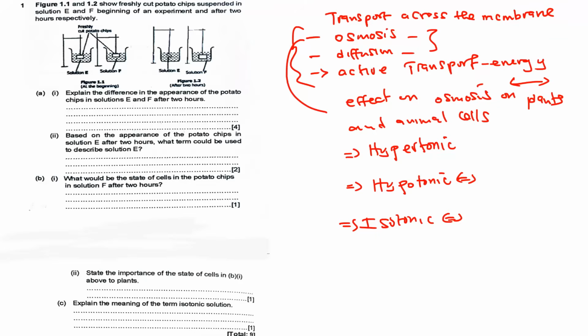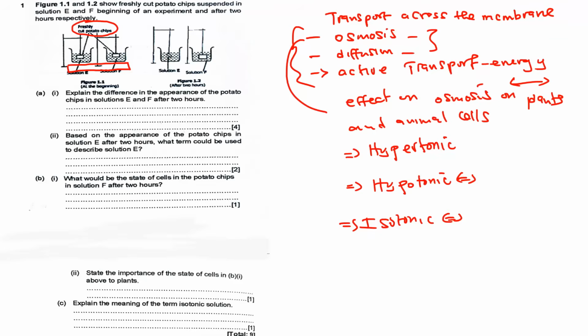Explain the differences in appearance of the potato chips in solution E and F after 2 hours. So the setup here, we have the freshly cut potato chips, and now we have solution E and solution F. This is the beginning of the experiment. Potato chips are of the same size, but put in different solutions. After 2 hours, this is what happened to the potato chip in solution E, and this is what happened to the potato chip in solution F.